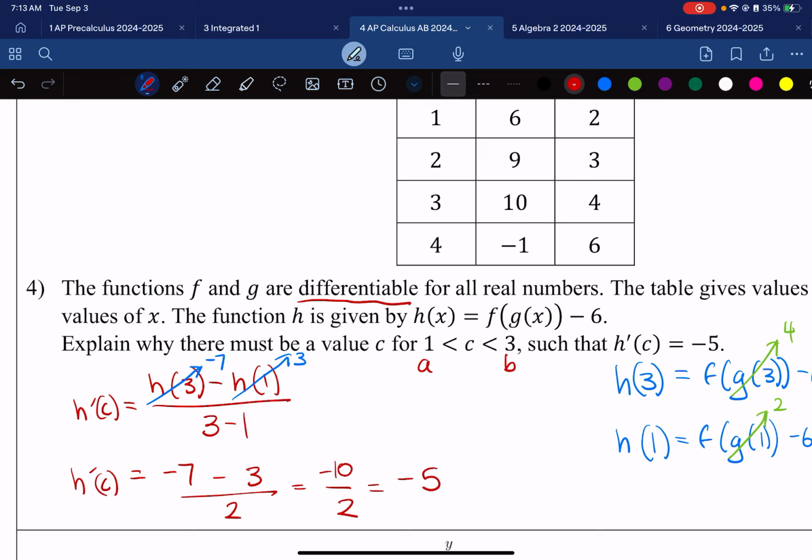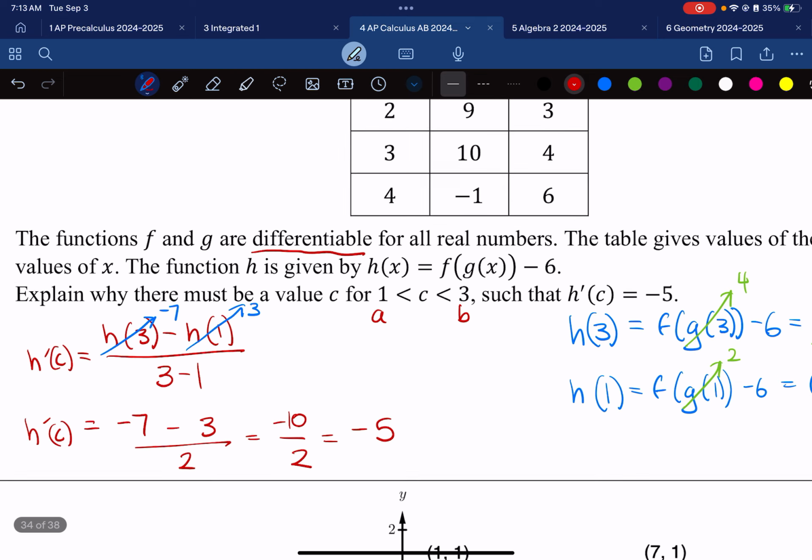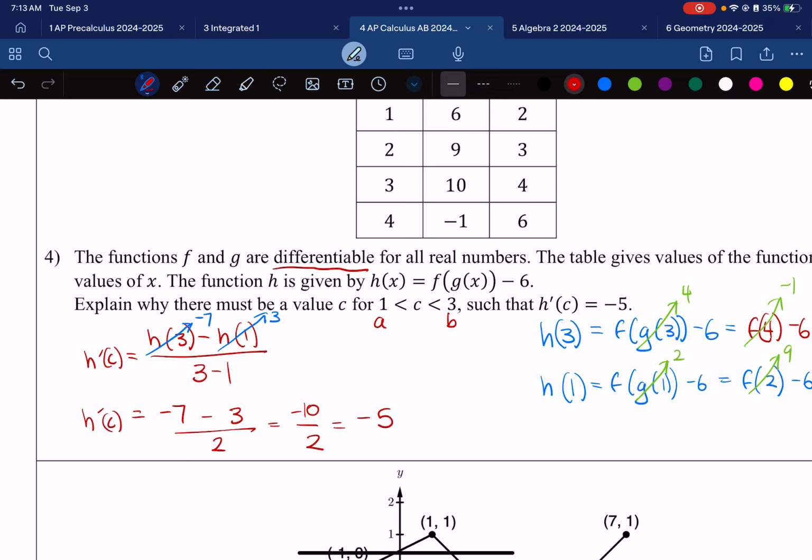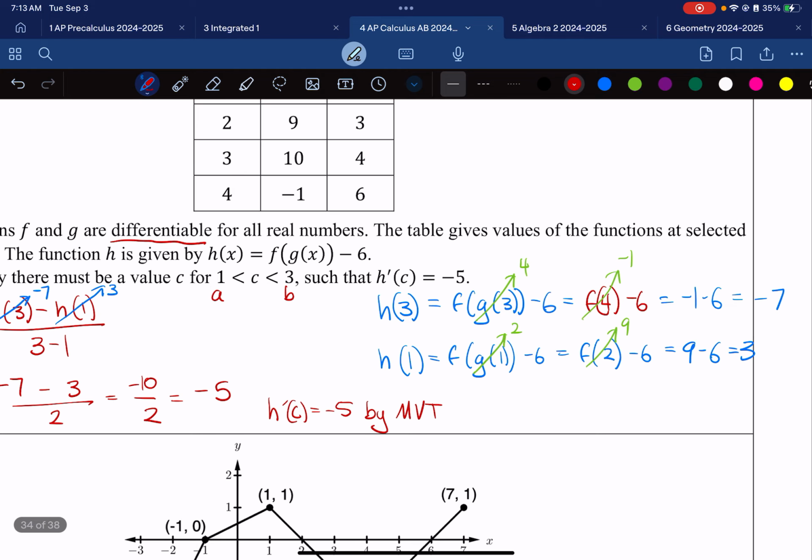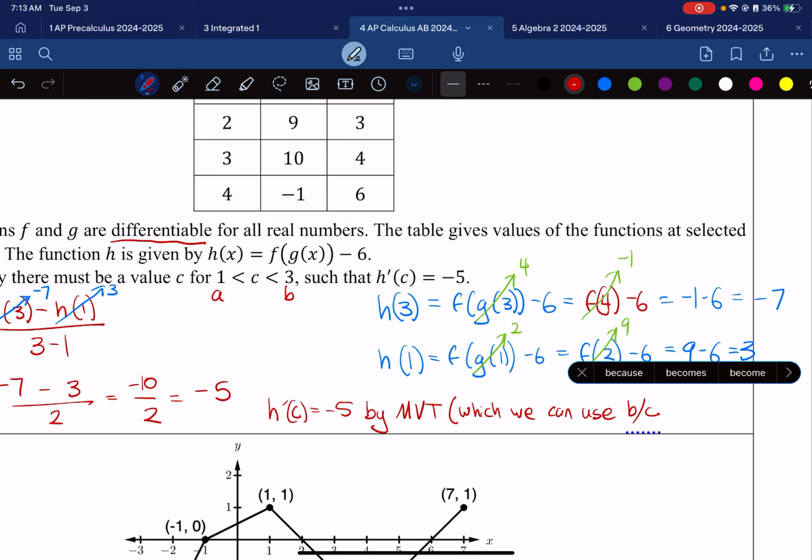So again, that's all supposed to be our scratch work. We need to write our conclusion. So we can say h prime of c equals negative 5 by mean value theorem. And again, you need to somehow say which we can use because f and g are differentiable.